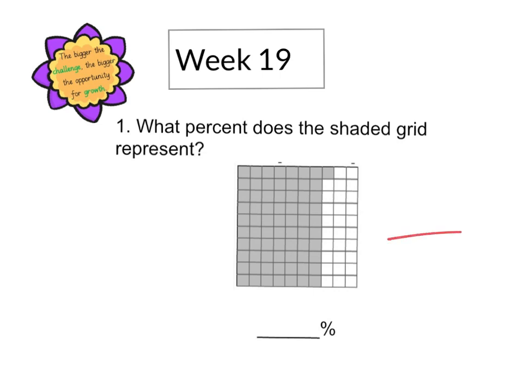Remember that the whole is 100, so we're counting to see how many out of 100 are shaded. Each of these columns is 10, so I can easily count by tens to begin with. 10, 20, 30, 40, 50, 60, 70, and then I have one more. So 71 out of 100 are shaded in, which means I have 71% of the grid.